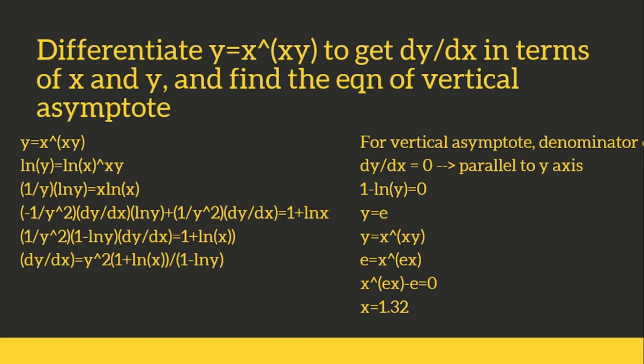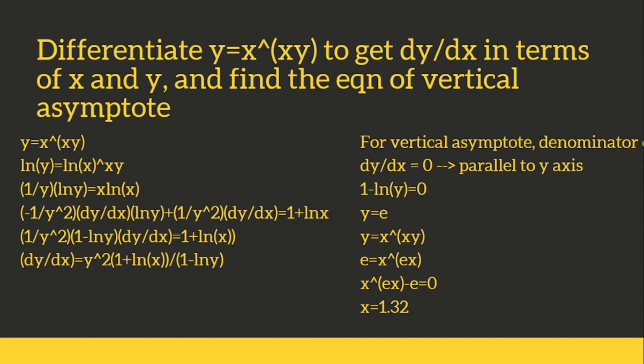Then afterwards, we will differentiate everything and then we make dy/dx the subject. So in this case, we will start with differentiating 1 over y ln y. So you will have minus 1 over y squared dy/dx times the ln y, because we differentiate the 1 over y first, plus 1 over y times the differentiation of ln y, which in this case is another 1 over y times dy/dx, equals 1 plus ln x. In that case, it's also using product rule. Then, of course, we will try and make dy/dx the subject, and that's how we get y squared times 1 plus ln x over 1 minus ln y.